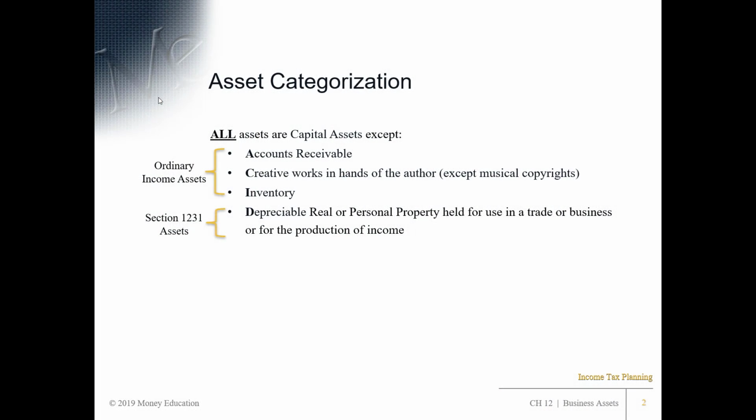So we talked about asset categorization in chapters 10 and 11, but all assets are capital assets except for ordinary assets, which are accounts receivable, creative works, and inventory, and then Section 1231 assets, which are depreciable real and personal property held for the use in trade or business. So this could be rental property, machinery, equipment, those kinds of things, a vehicle.